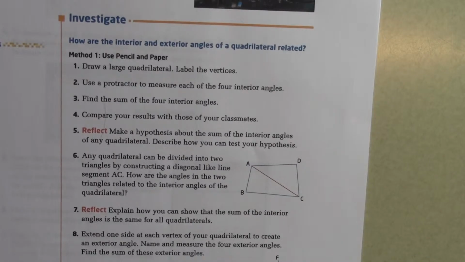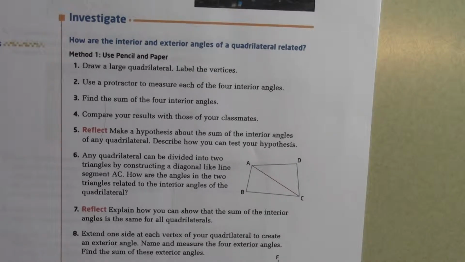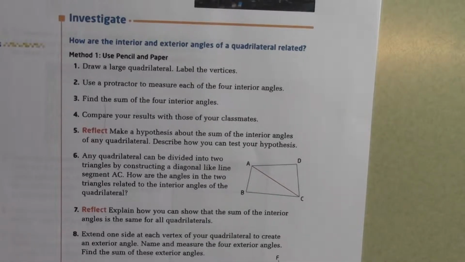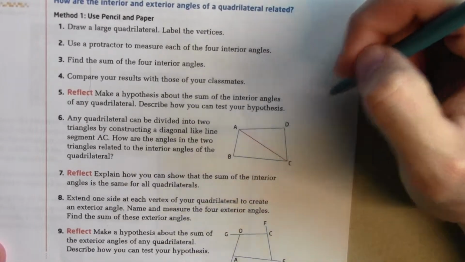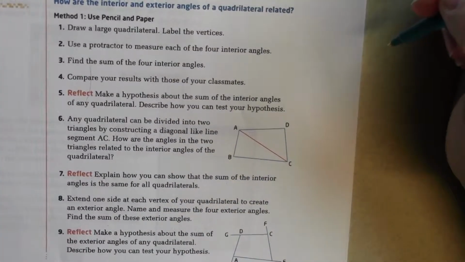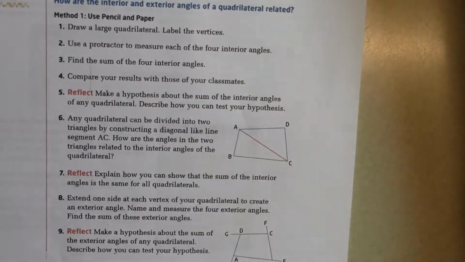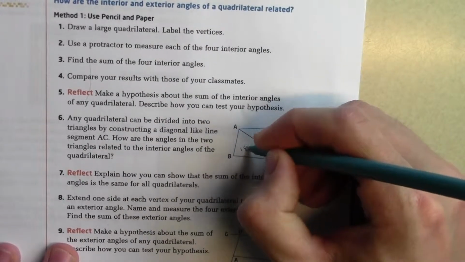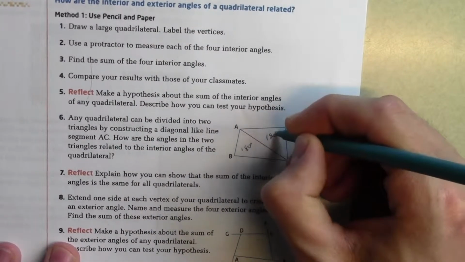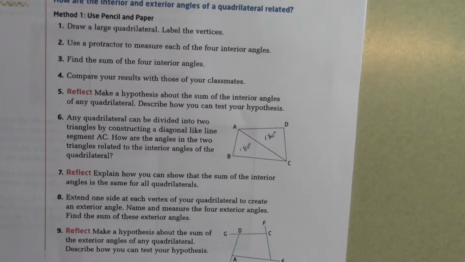Any quadrilateral can be divided into 2 triangles by constructing a diagonal line AC. How are the angles in the 2 triangles related to the interior angles of the quadrilateral? If we know that one triangle has an interior angle sum of 180 and there's 2, that means it's going to be double, so 360 total. Yes, that's right. If this triangle has 180, this triangle has 180, we know that the total is 360.